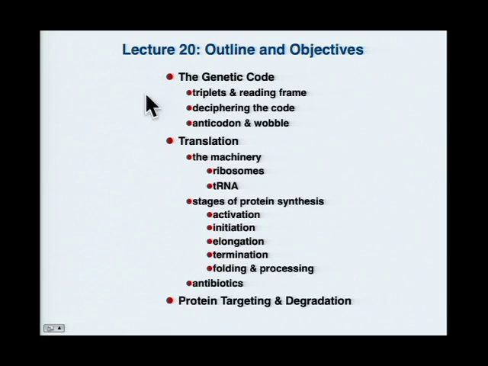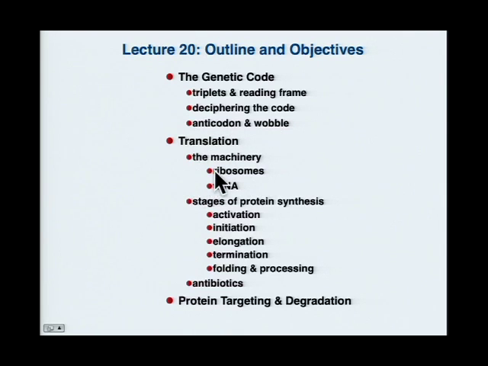Okay. First, we need to think about the genetic code. We have four nucleotides and 20 amino acids, so we have to translate between these two languages. We have to think about the codons, what's actually recognized by the tRNA molecules. We also have to think about the diversity of different types of tRNA molecules and why things have evolved as they have.